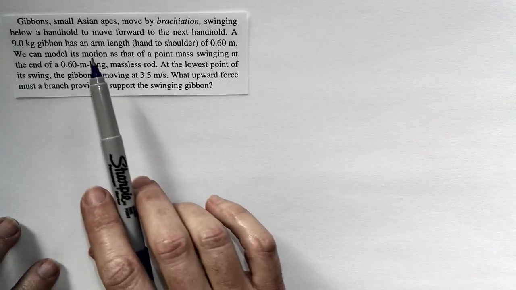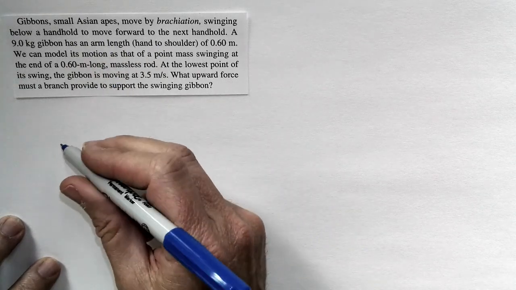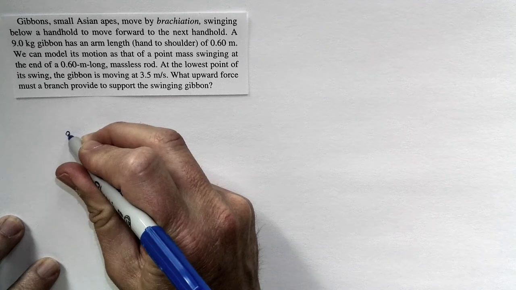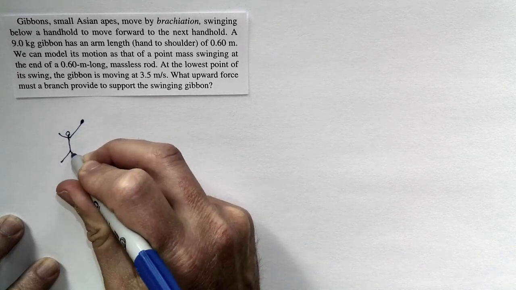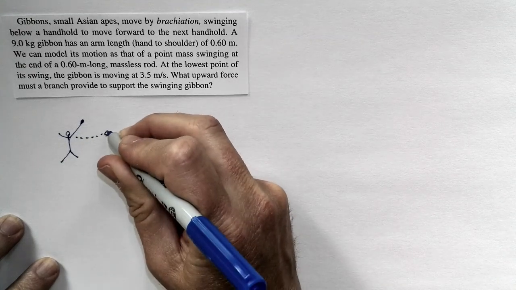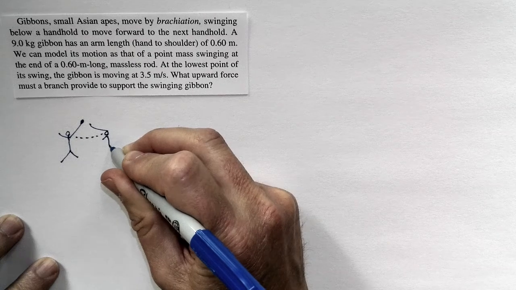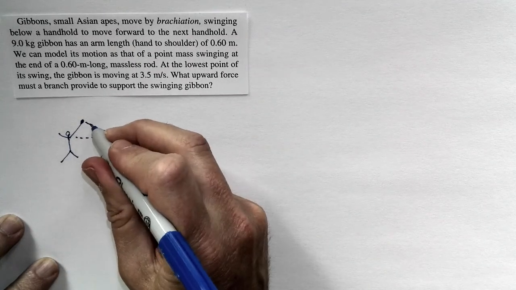Okay, this is a question about gibbons, and gibbons are small apes that move by brachiation, and brachiation works like this. Okay, so here's my gibbon, and it has very long arms, and it's hanging on up here, and what the gibbon is going to do is swing through a circular arc over to here.